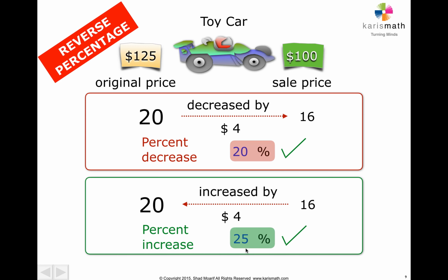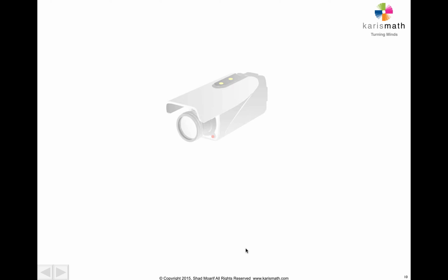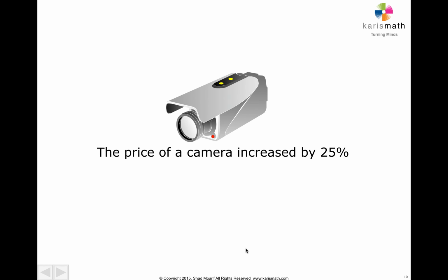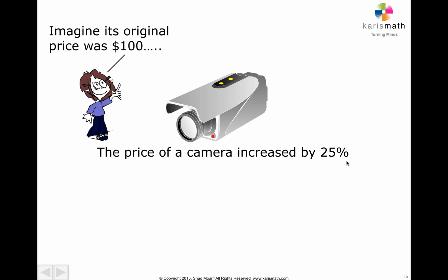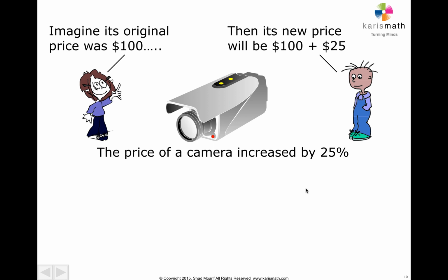There, you got that. Now, just a quick review of what all these terms mean. The price of a camera increased by 25%. What does it mean? What do you understand by that? You imagine the camera to cost $100, and so the price increased by 25% means it'll cost $125.